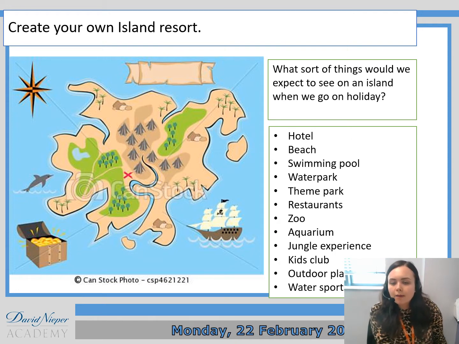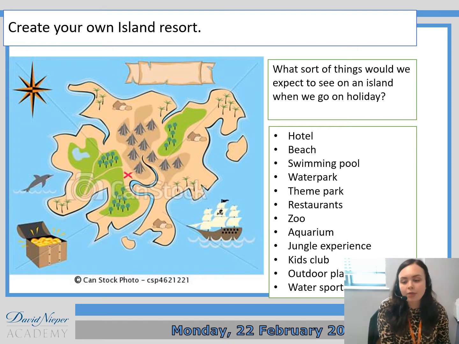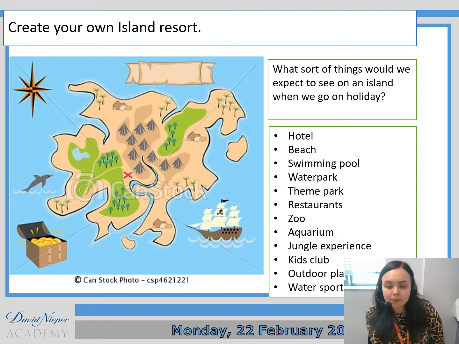Okay. You might want to think about beaches and swimming pools. So maybe with your hotel, there's a swimming pool. Maybe there's a beach close by to the hotel. Maybe the whole island is surrounded by beautiful beaches that people can go to. You might want to include some adventurous outings. So there might be a water park on your island or a theme park or both. You know, some places do have both.